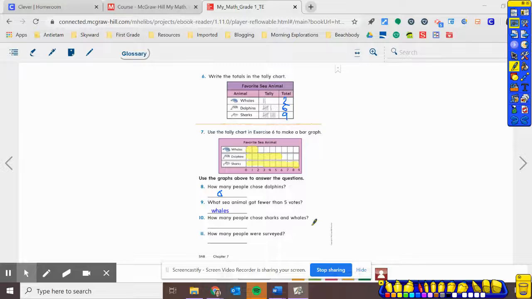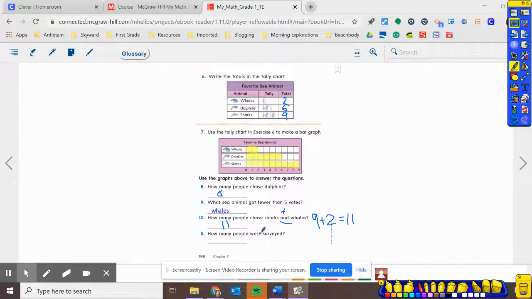Number 10, how many people chose sharks and whales? When I see that and, I know that I need to add. So sharks and whales. How many people voted for sharks? 9 people voted for sharks. I'm going to write myself an addition sentence over here. Plus, how many people voted for whales? 2. So what's 9 plus 2 more? 9 plus 2 more equals 11. So 11 people voted for sharks and whales.